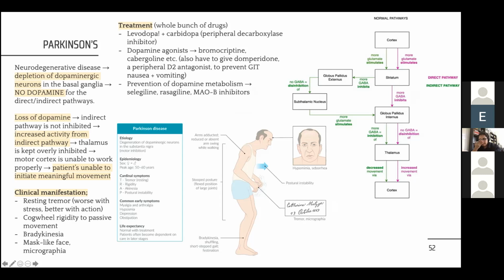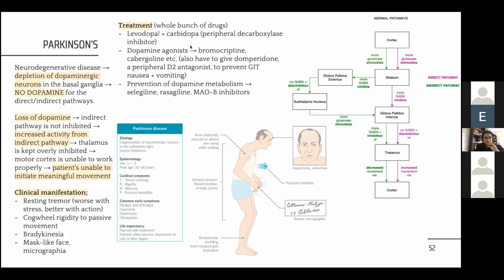What happens in Parkinson's is that you have a resting tremor, the pill-rolling tremor, rigidity to passive movement, bradykinesia, so you're very slow, shuffling of the gait, and a lot of people with Parkinson's have a very mask-like face. The way that Parkinson's is treated is by drugs. They don't have dopamine, so we give them dopamine.